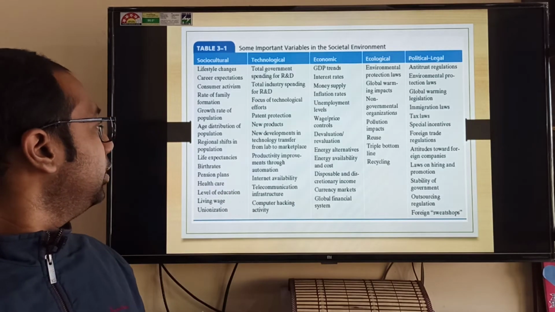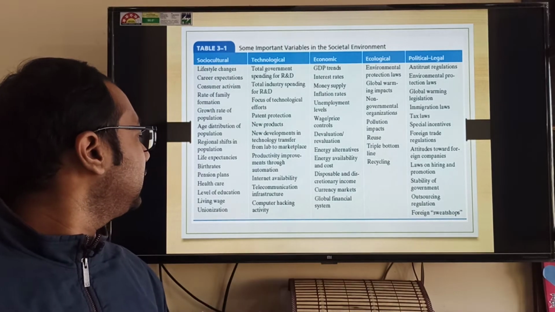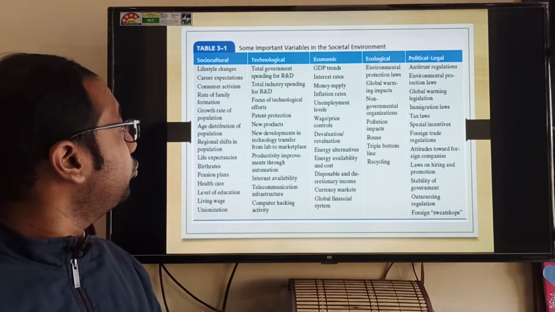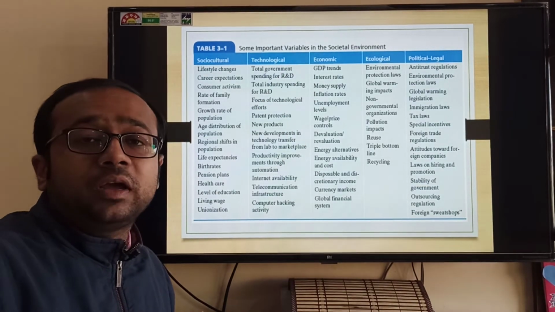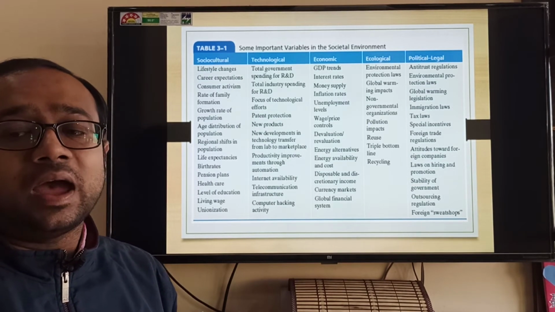What is the regional shift in the population, life expectancies, birth rates, pension plans, healthcare, the level of education, living wage formation, and so on. Next are your technological factors. When we talk about technological factors, we look at how fast, at what pace technology is growing and how it can grow.